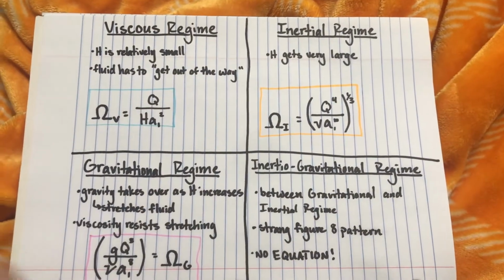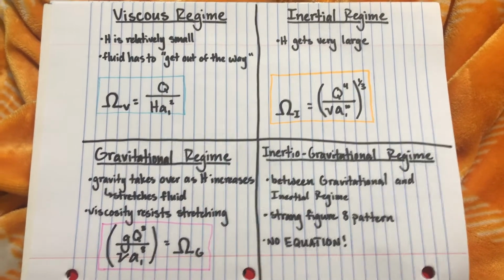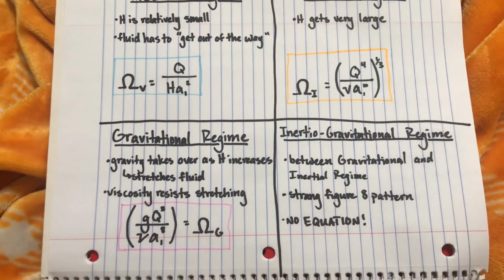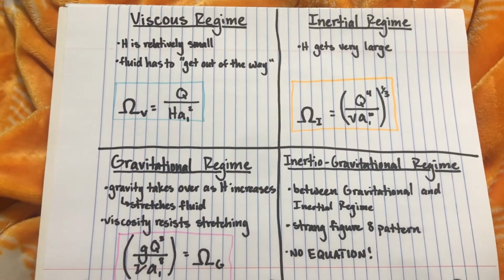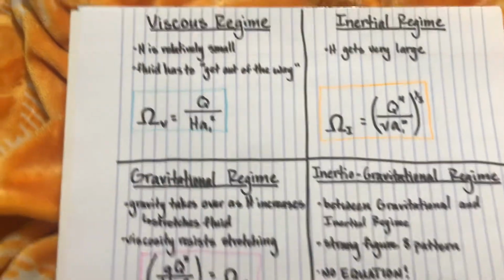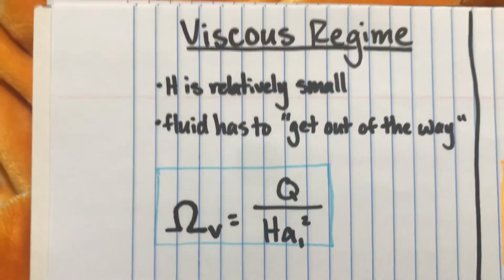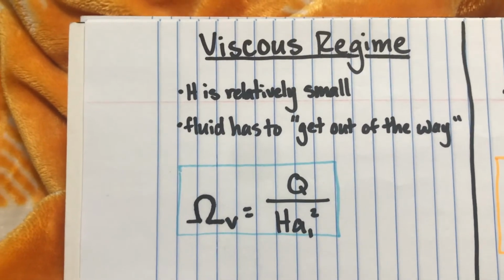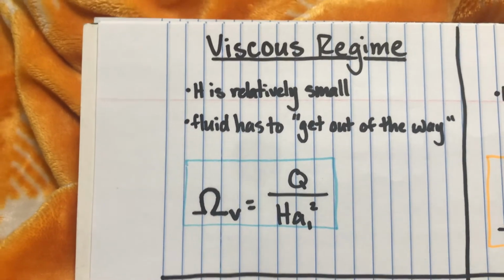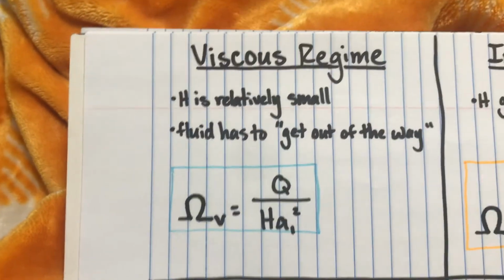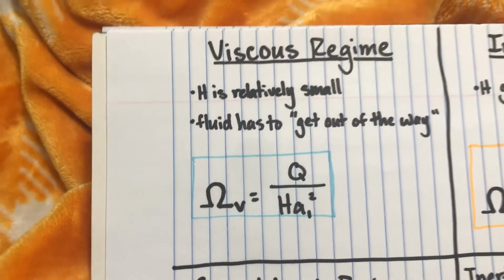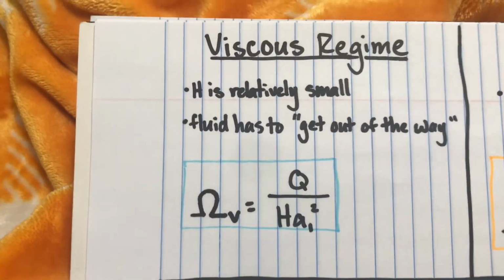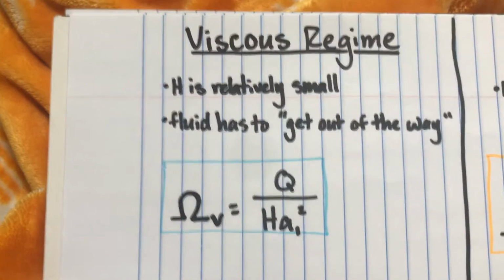Alrighty, so what we have here are the 4 different kinds of flow that scientists can describe after studying this phenomenon for 50 plus years using the variables that we've just previously discussed. So the first one is the viscous regime, and this is where the height is relatively small and the fluid basically has to get out of the way of itself. And that is what causes the rope coiling effect. And then here's the equation to find the angular coiling frequency.